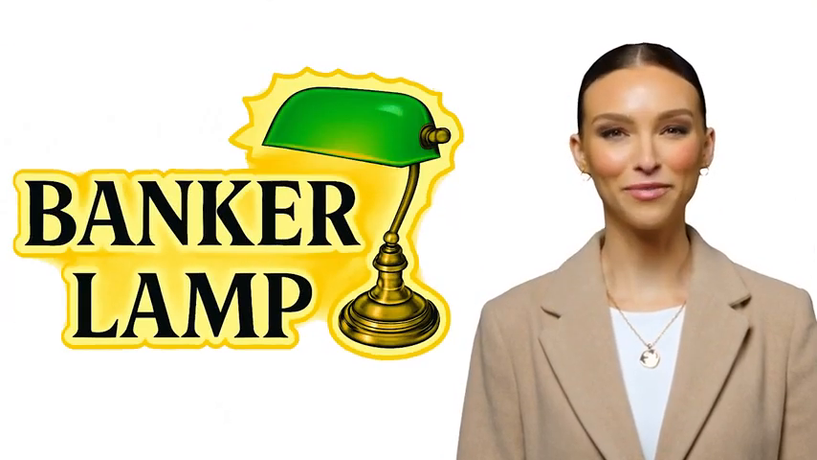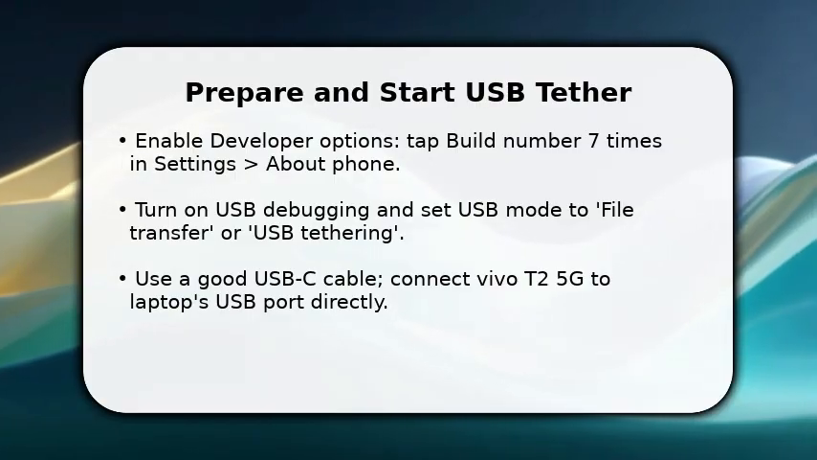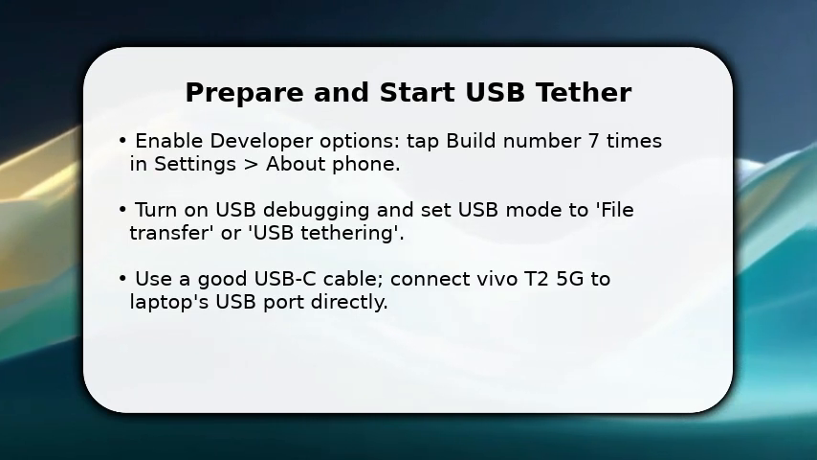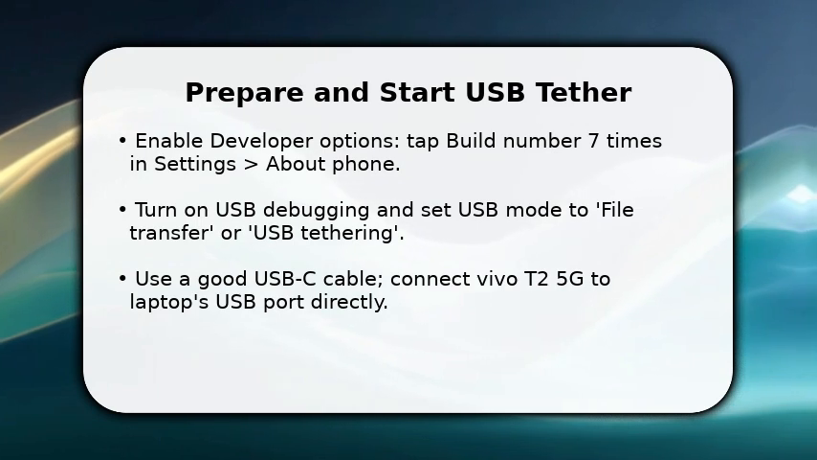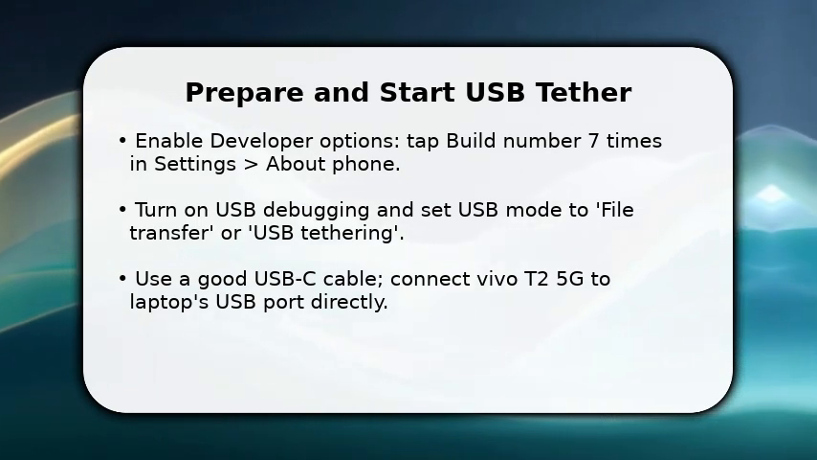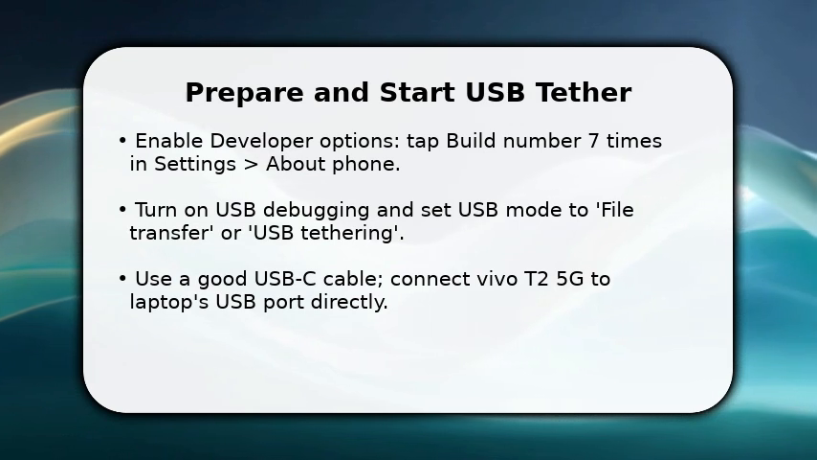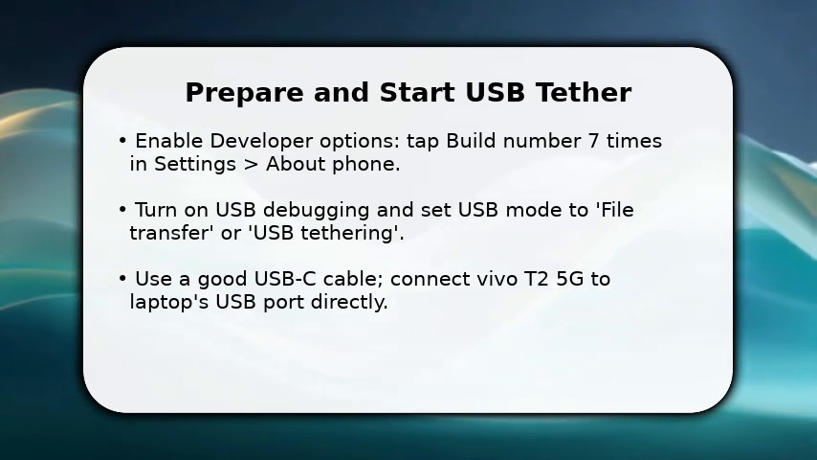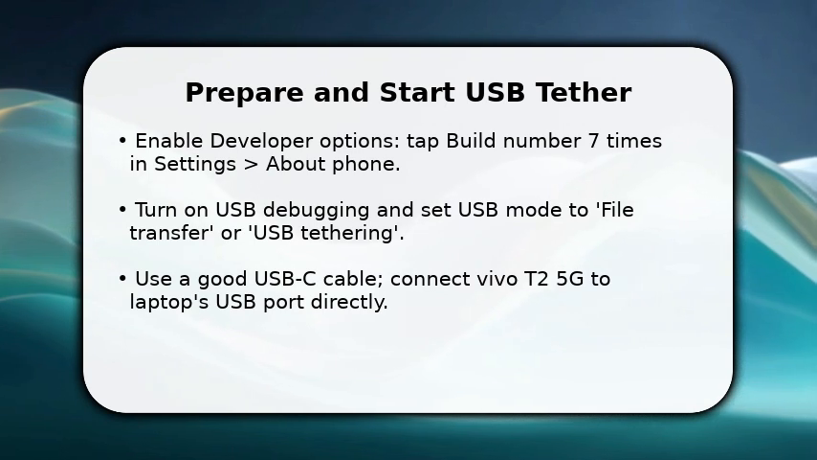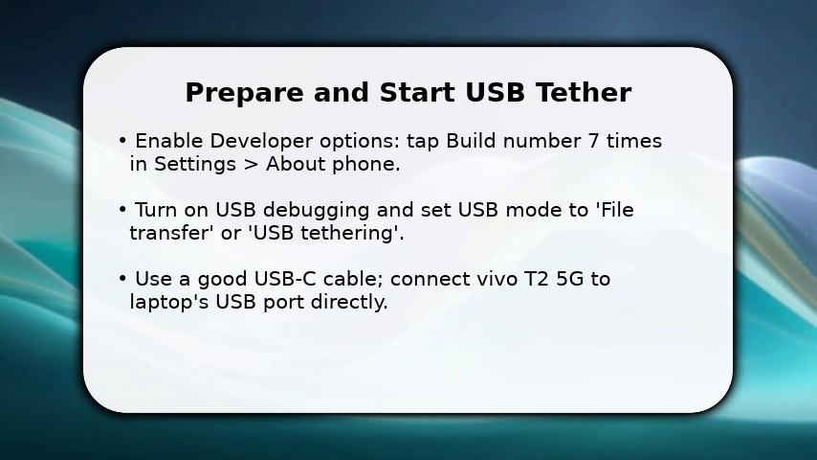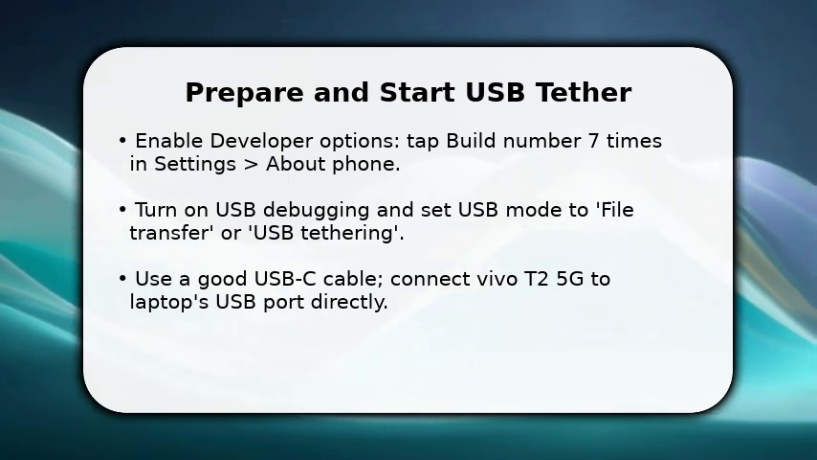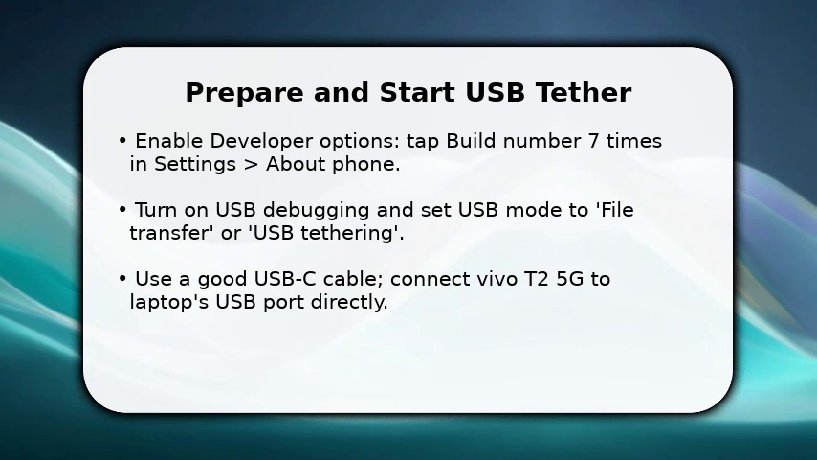Please enjoy the video. You begin by preparing both devices so the laptop can trust the phone. Enable developer options and USB debugging on the Vivo T2 5G. This allows the computer to negotiate a tethered connection reliably. Once done, set the phone's USB mode to file transfer or directly to USB tethering. That choice determines whether the laptop sees network or storage interfaces.